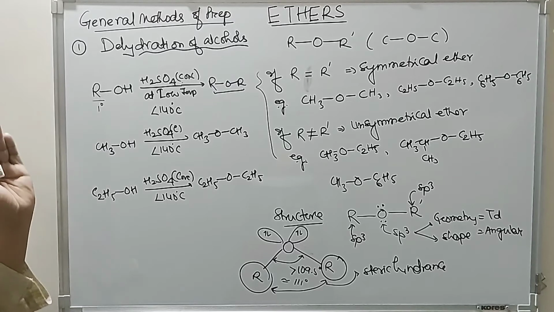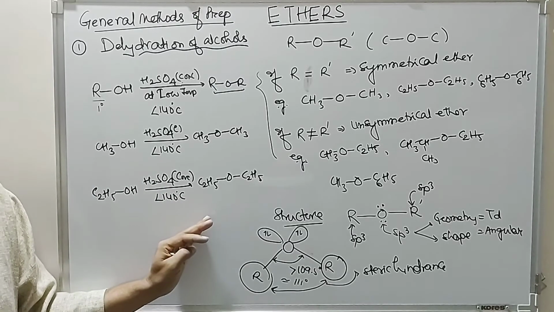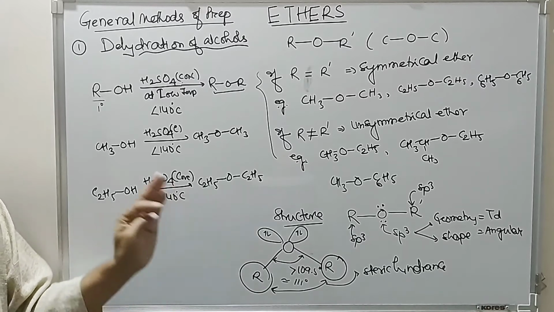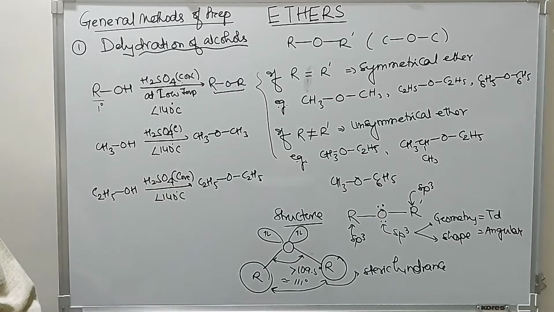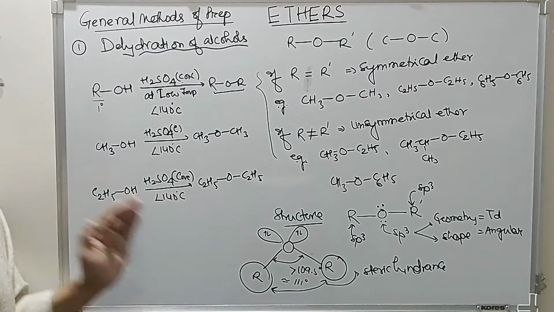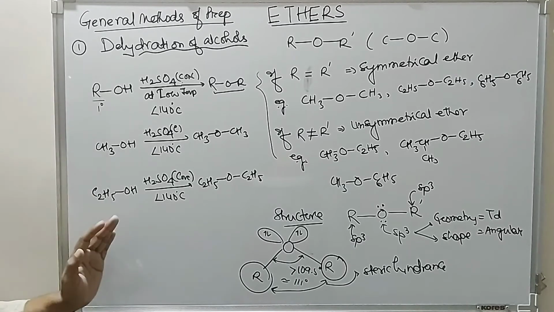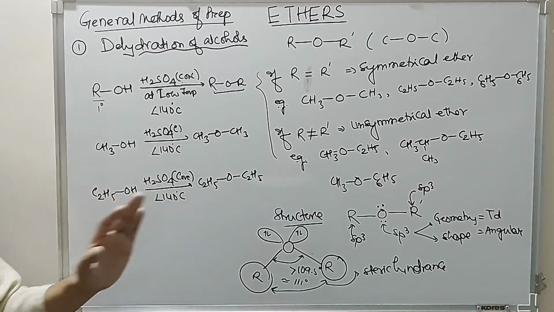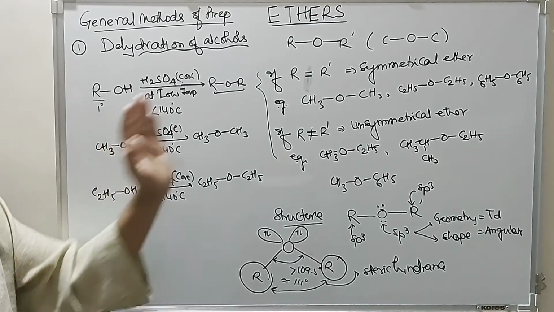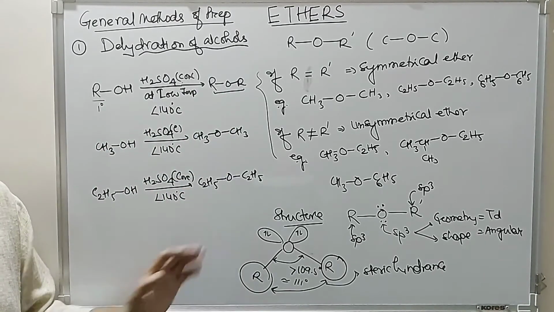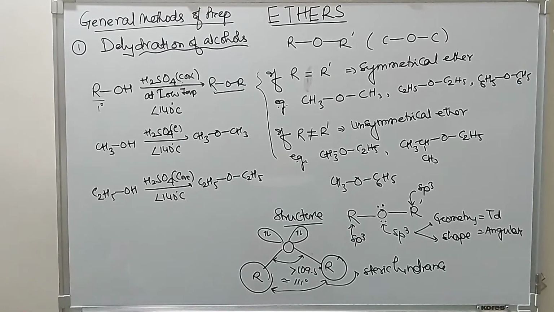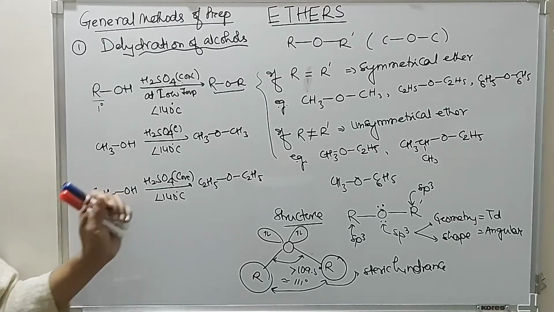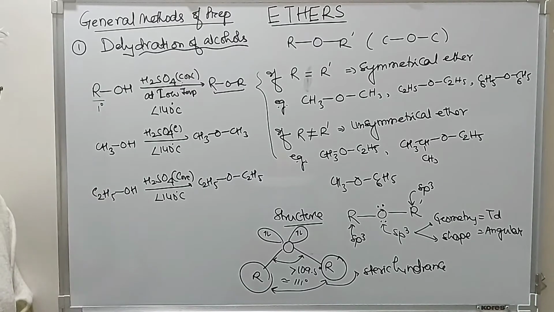Now if the temperature is more than 140 degrees, then also dehydration takes place, but the final product will be alkene. Alkene will form as the major product. So we have to carry out this dehydration reaction below 140 degrees centigrade, when the major product will be the ethers. So this is one method of preparation of ethers from alcohols, which is a chemical property of alcohols.